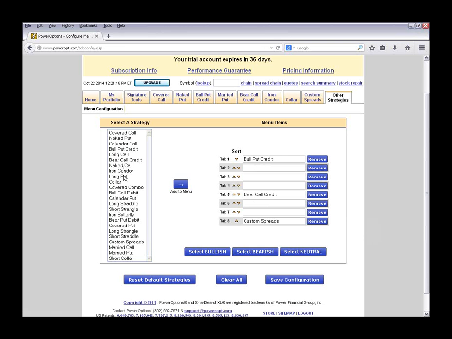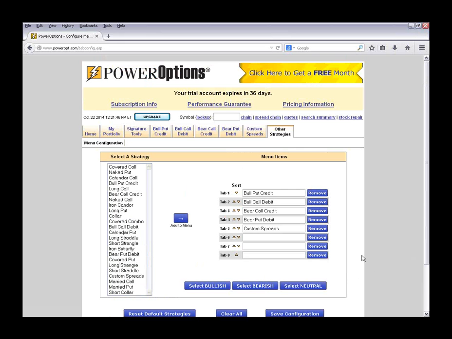I want to go ahead and add now from our available strategies on the left. We're going to have to enter the bull call debit, and so bear call credit up as well. For later on, we're going to add the bear put debit also. Let's go ahead and save that configuration. So now we just have our spreads up at the top as well.